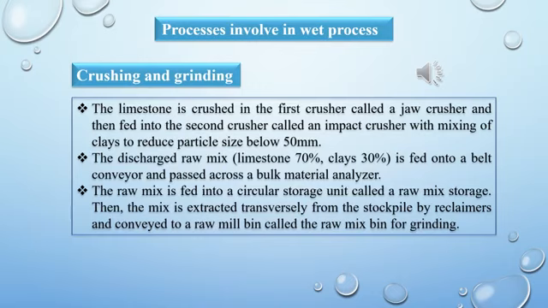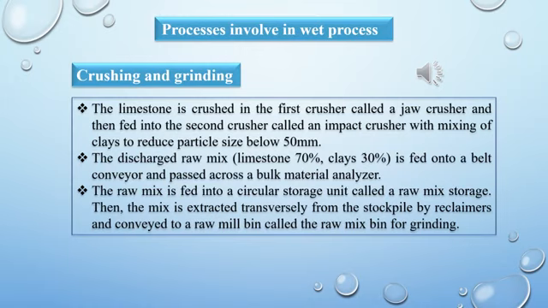Now the third point is the raw mixture is fed into a circular storage unit called a raw mixture storage. Then the mixture is extracted transversely from the stockpiles by reclaimers and conveyed to a raw mill bin called the raw mixture bin for grinding.